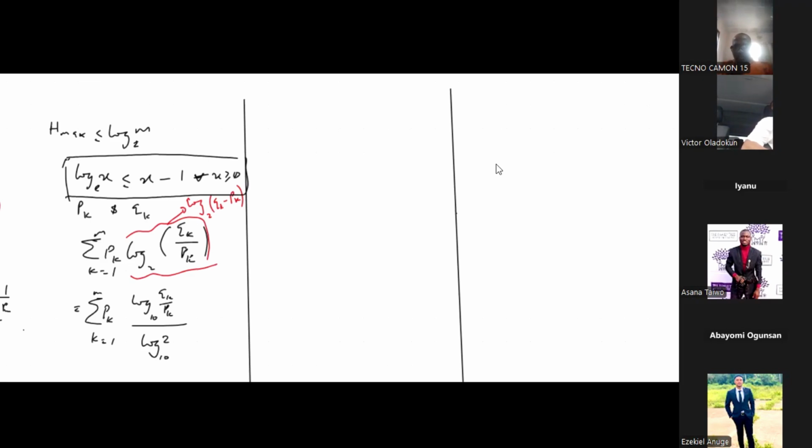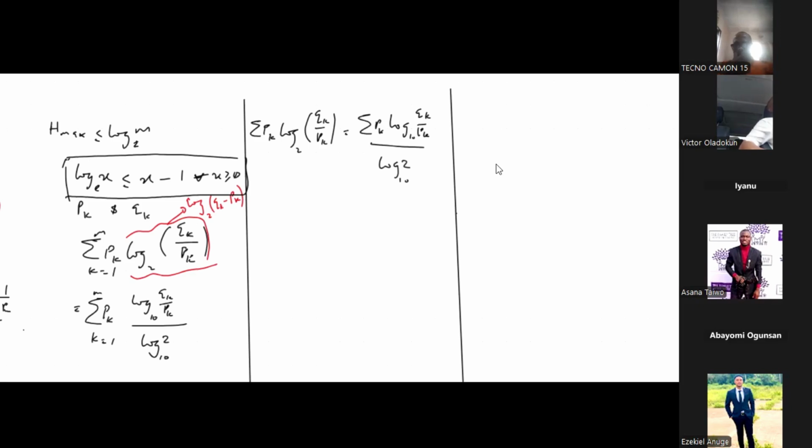So it means that P summation. Okay, let me do something here. Okay, let's not do that. I wanted to change this to expectation, so you still understand. So P sub k log base 2 q sub k over P sub k is the same as expectation P sub k log Q sub K over P sub K, base 10 over log 2 base 10. This is what we have.